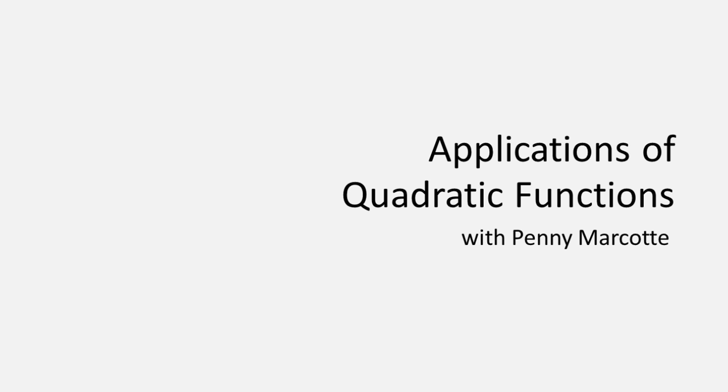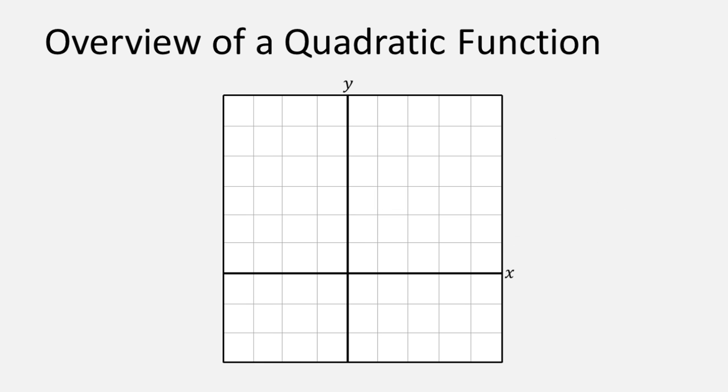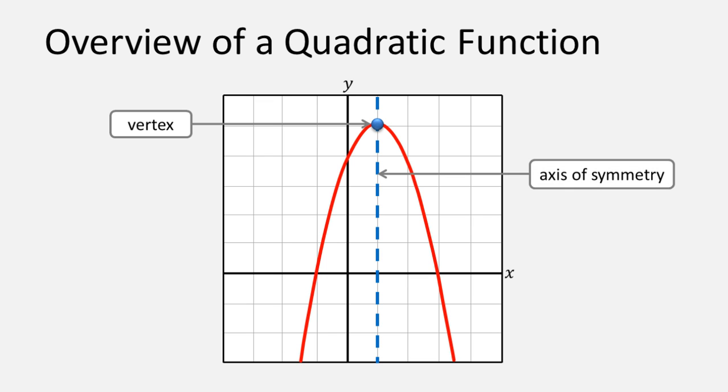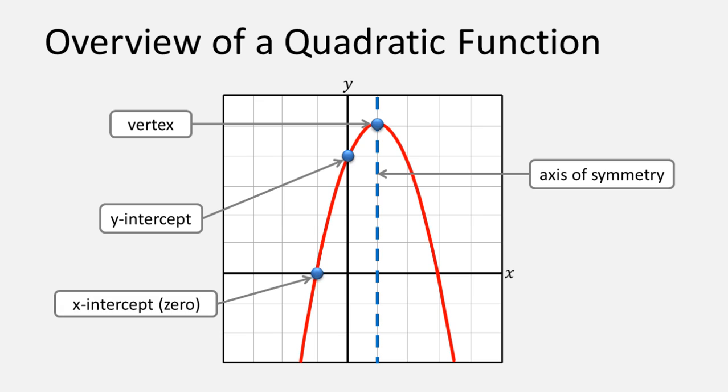Let's review the main features of a quadratic function. The shape of a quadratic function is a parabola, and its vertex is either the maximum or minimum point on the graph. This graph also has one vertical axis of symmetry that runs through the vertex and parallel to the y-axis. In this image, the quadratic has one y-intercept and two x-intercepts, or zeros.